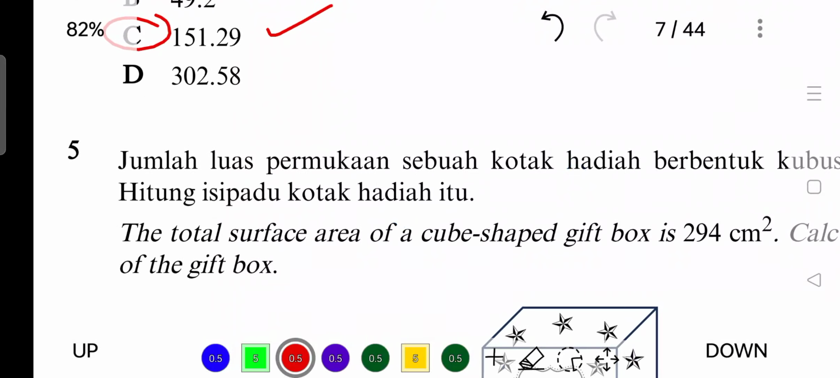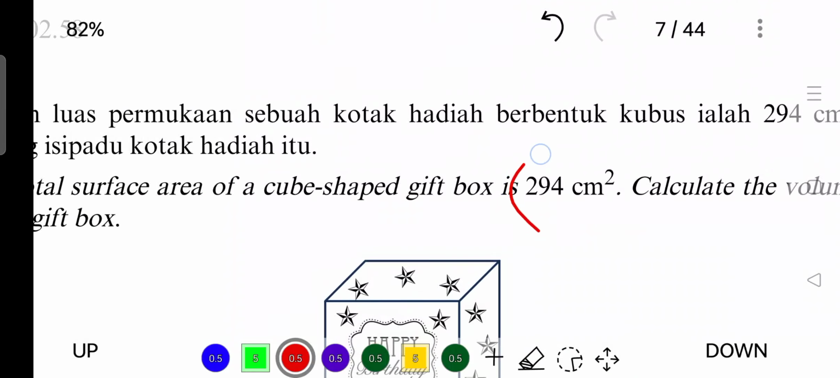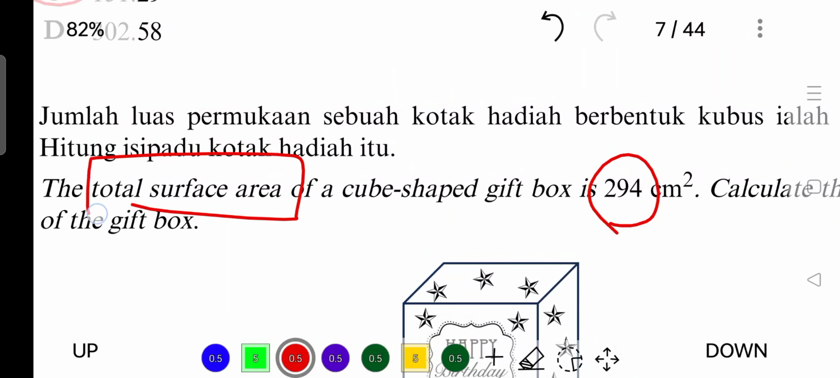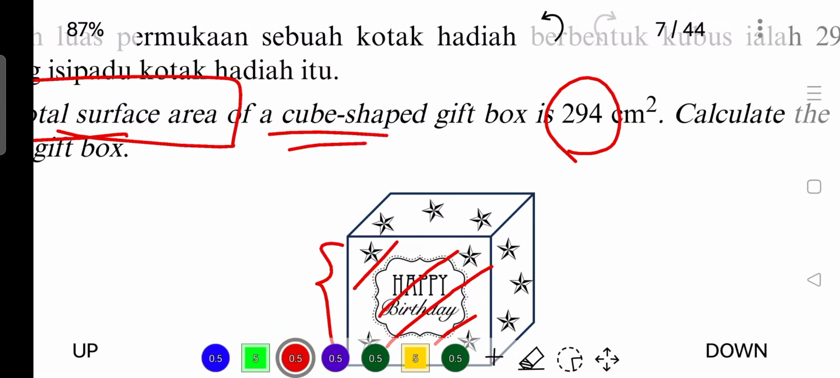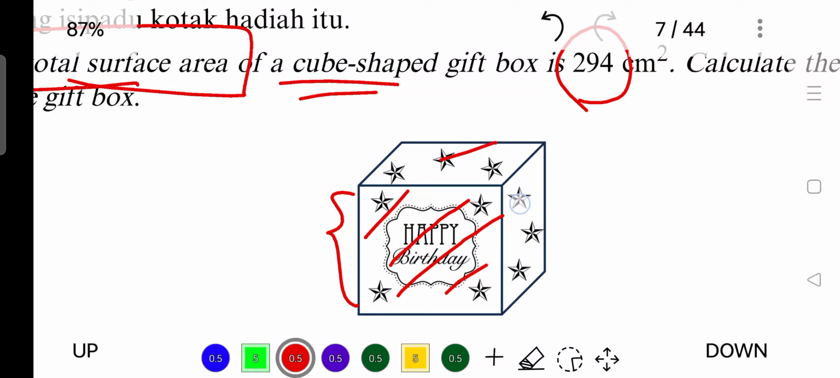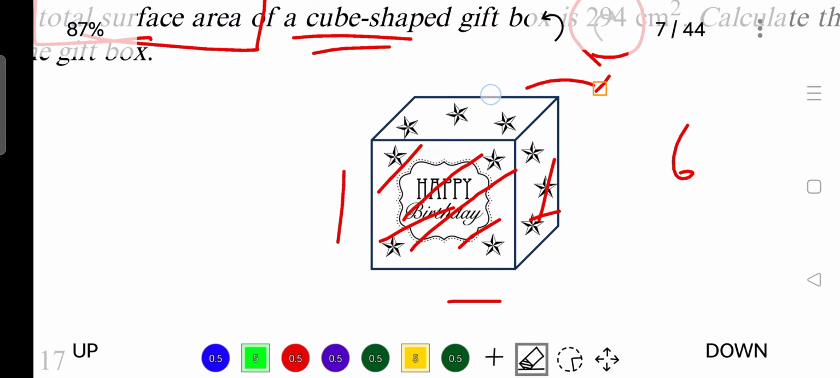Go to number 5. Number 5, the total surface area of a cube-shaped gift box is 294. Surface area, the total surface area. Surface means only this one. Okay, it's a cube shape, so every surface will be the same. How many surfaces do we have? We have 6 surfaces. Am I right? 6, right? 1 here, 2, 3, down 1, 4, side 1, 5, back 1, 6. All right, we have 6 surfaces.